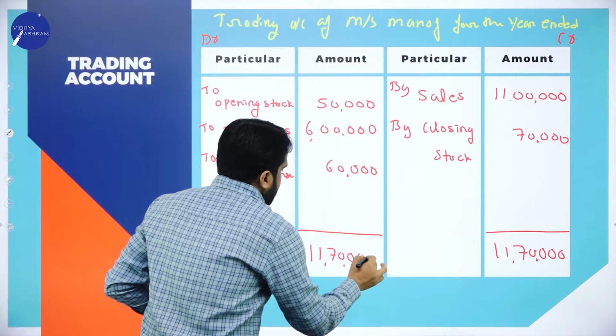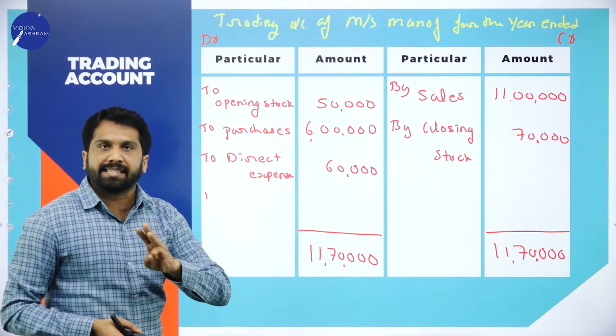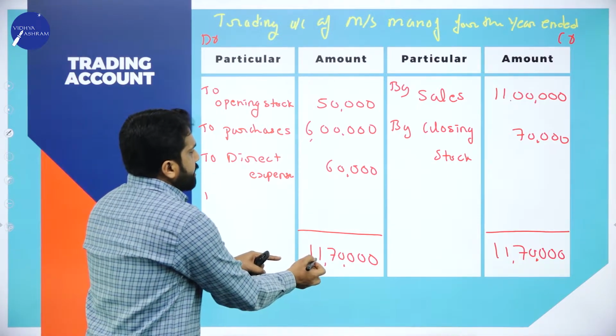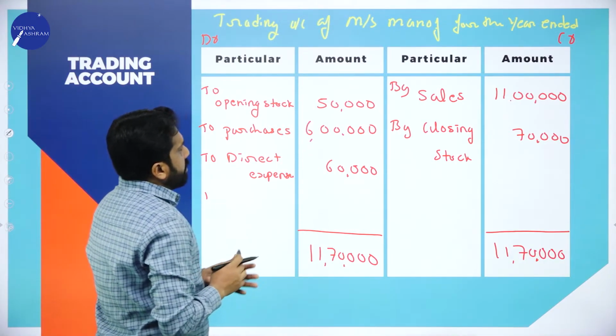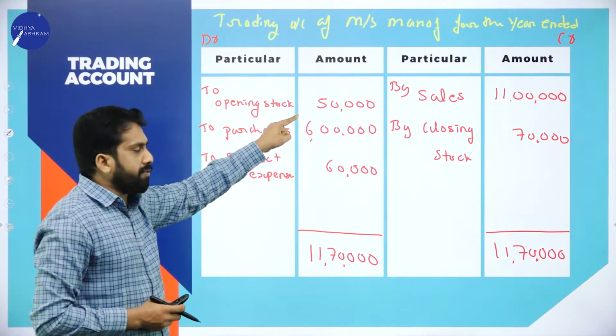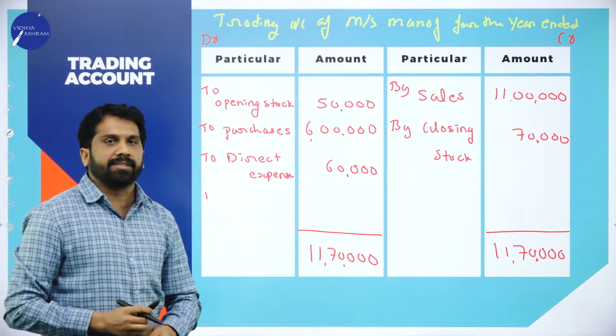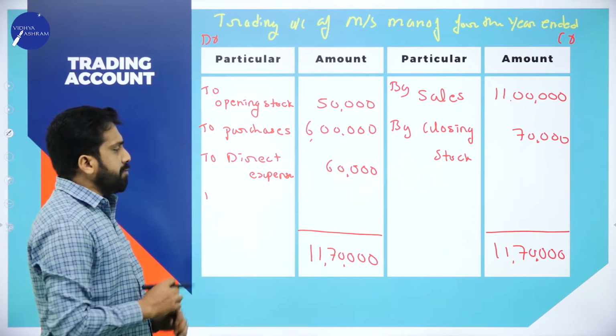11 lakh 70,000. From the total, you have to minus these three. Now, 11 lakh 70,000 minus these three. So, what is the total? 6 lakh plus 50, 6 lakh 50 plus 60,000, it is 7 lakh 10,000.